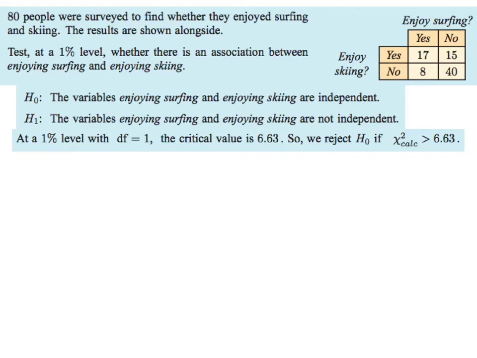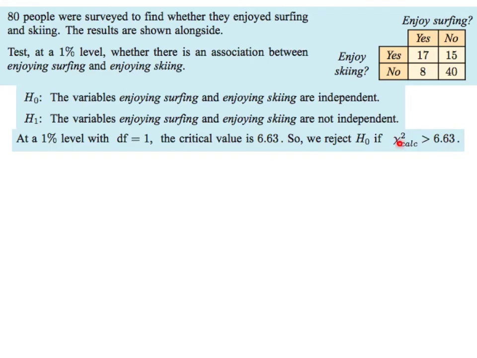But before we can find our critical value, we need to look at our significance level and our degrees of freedom. We have our significance level here at 1%. That was given to us. The degrees of freedom is 1, because 2 minus 1 times 2 minus 1 is 1 times 1. So that's 1. We can find our critical value from our table, which is 6.63.